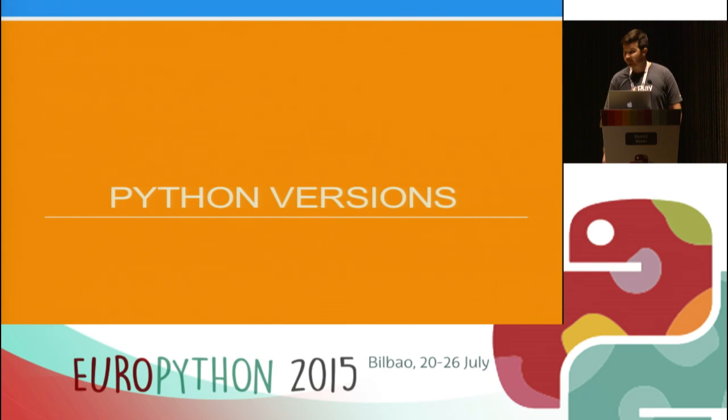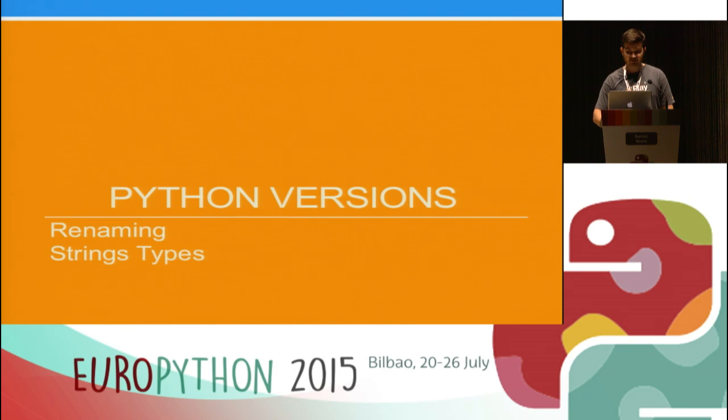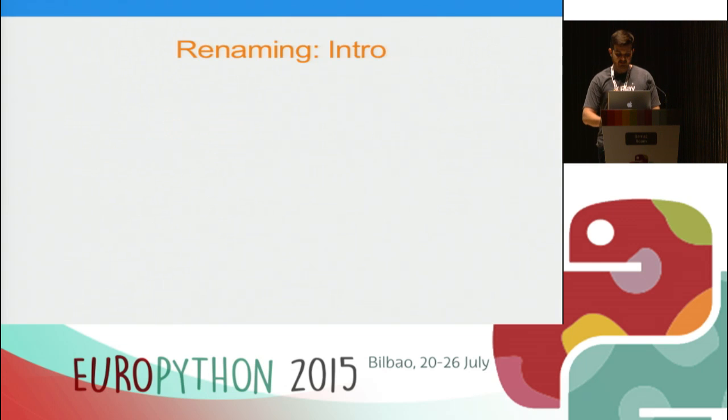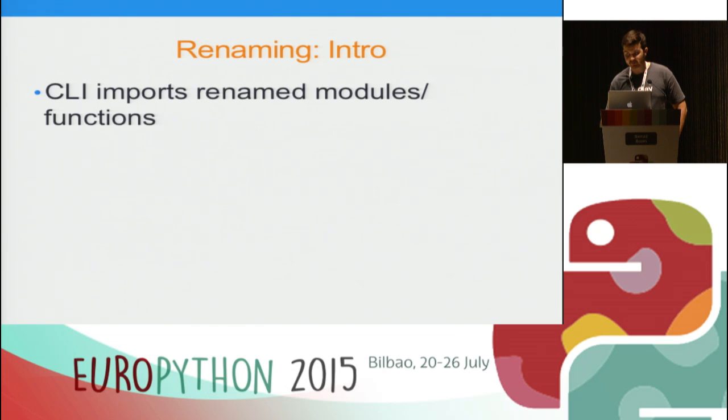So the first topic I'm going to cover in terms of compatibility is Python versions. Some of the subtopics I'm going to cover are renamings, the differences in string types across Python versions, and the possible limitations you may run into. So with renaming, a lot of times when you're working across Python major versions, the modules or the classes or the functions may be renamed. And whenever developing on the CLI, I sometimes run into this.